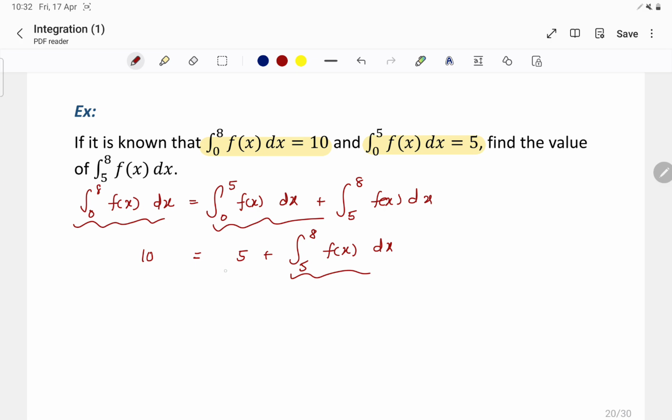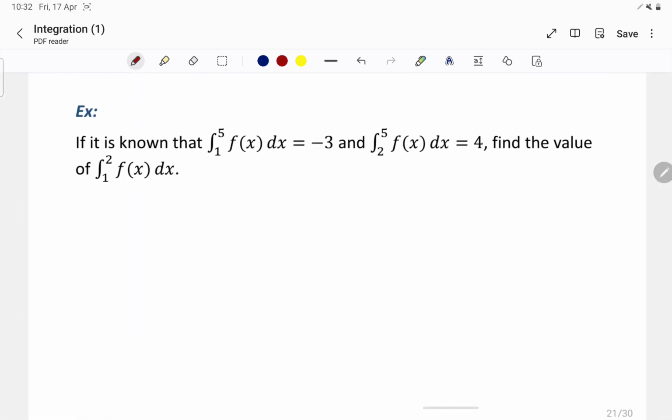If you want to find this, you can bring 5 to the left side. You are going to get 10 minus 5 equal to the integral of f(x) from 5 to 8, which is your final answer, equal to 5. Like this.